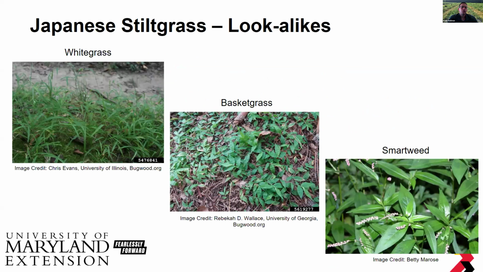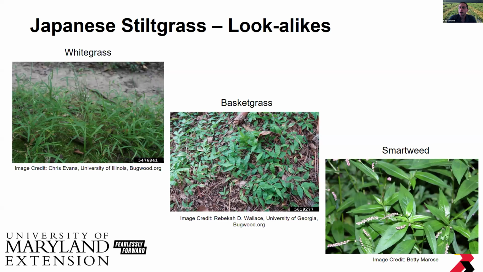Japanese stiltgrass, one last thing I want to mention, is it can be confused with a lot of our native or native and invasive grass species. Things like whitegrass, basket grass, or smartweed. A key identifying characteristic of Japanese stiltgrass, however, compared to all of these, is you're going to notice a line of silvery hairs along the midrib. Basket grass, another invasive species, does tend to look like Japanese stiltgrass, but the leaves are a little bit more crinkled, a little bit more wavy.